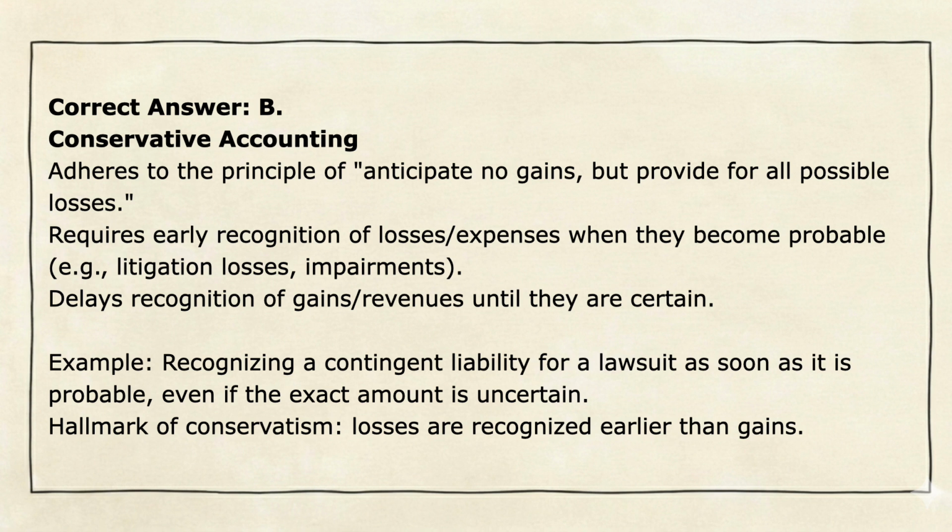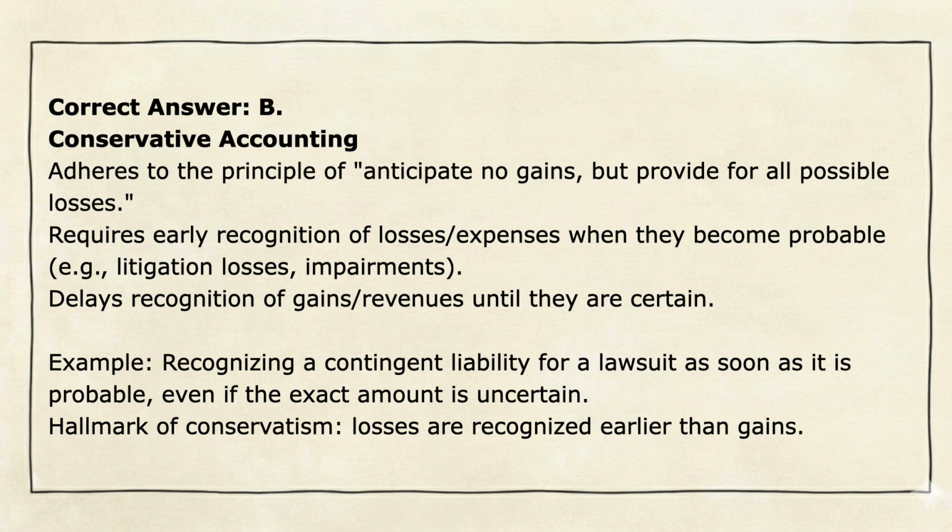Correct answer, B. Conservative accounting. It's all about being prepared for the worst and covering all your bases. You want to spot losses and expenses early on, especially when they seem likely, like if you're facing a lawsuit or something. But don't jump the gun and declare gains or revenues until you're absolutely sure they're coming in.